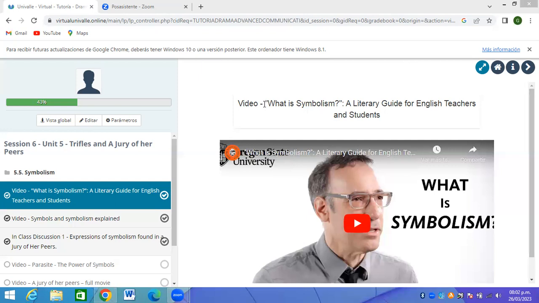In the previous session, we were talking about the bird. According to the play, do you know what the bird symbolizes? Based on the previous lecture, the bird symbolizes Minnie Foster, or Minnie Wright actually. We were making a comparison, and Mrs. Minnie Foster was compared with the bird because both were kind.